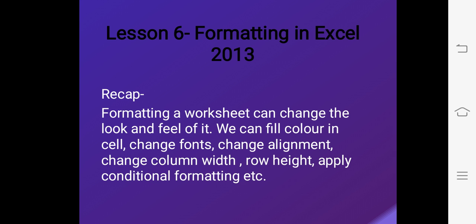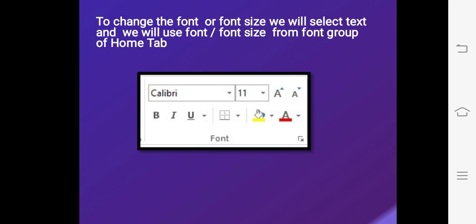In this we can change the fill color, fonts, and alignments. We can change column width, row height, and also apply conditional formatting. To change the font or font size, we will use the font button and font size button that are available in the font group of the home tab.